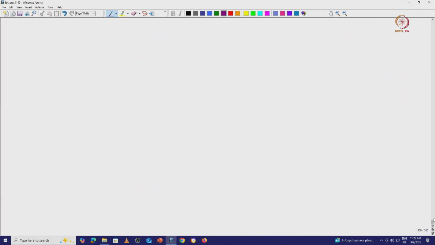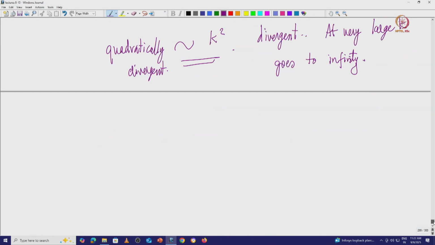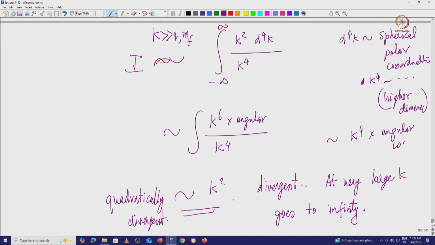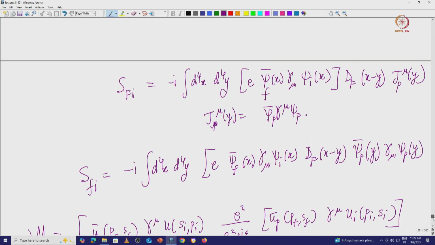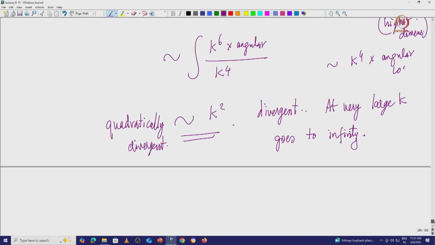So these infinities have to be dealt with. I think I convinced you that nowhere do we solve the Dirac equation in the full presence of interactions. All the wave functions we are using are free particle.